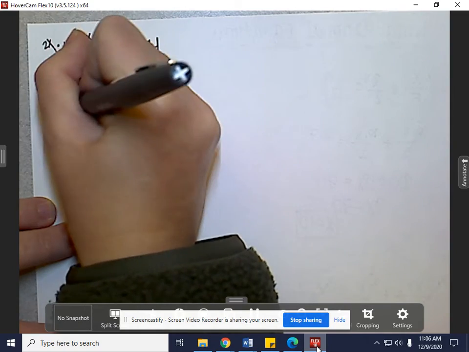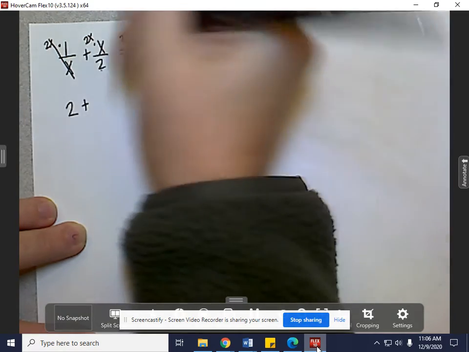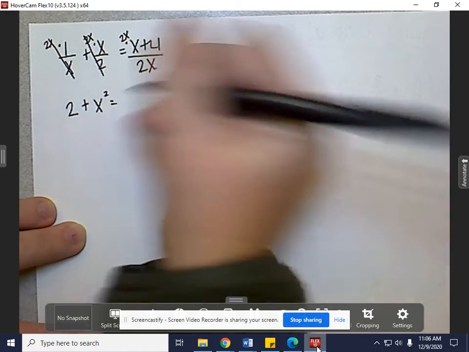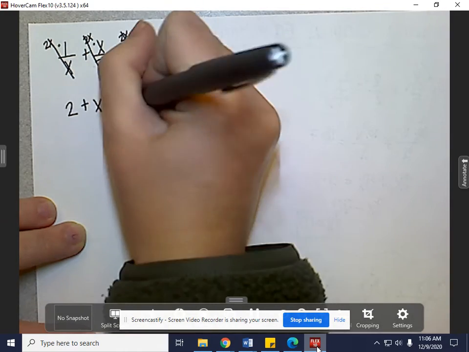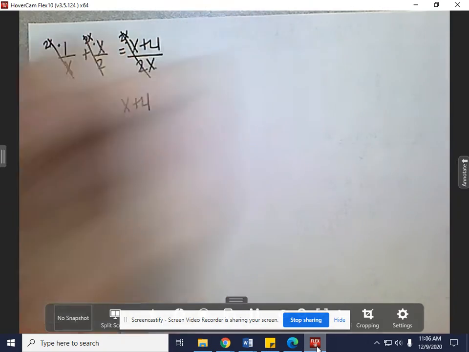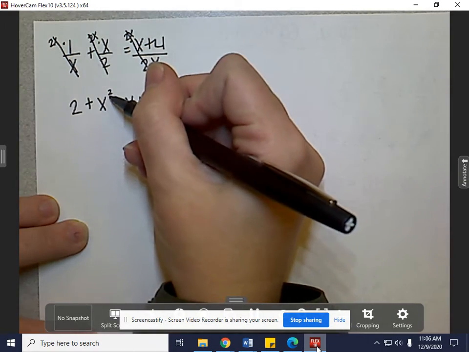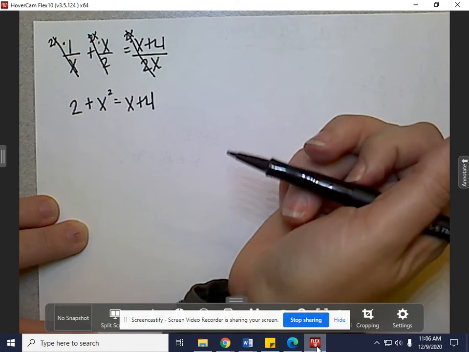I would just be left with 2 times 1, which is 2, plus. Here, the 2's cancel. X times x is x squared. Here, the 2x's cancel, and I'd be left with x plus 4. What a beauty. We have a quadratic, good old quadratics. You have an x squared, so we are going to solve it.